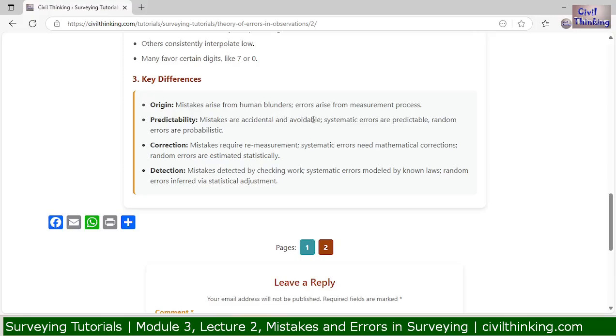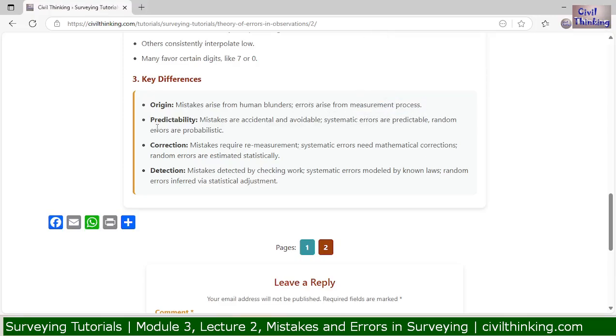Now, what is the origin of error? Error arises because of multiple factors in the measurement process, the measurement system, which consists of atmospheric and surrounding conditions, the instrument, and the observer. So the error arises while we are measuring things.